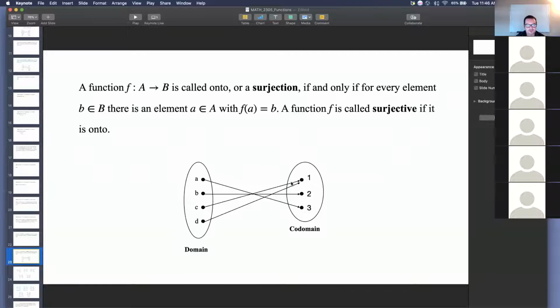So here's our codomain, and notice that everything in the codomain has a pre-image that exists in the domain. And so everything in the codomain has been mapped to by something, right?